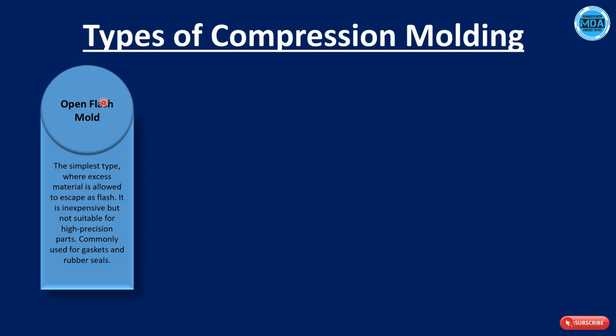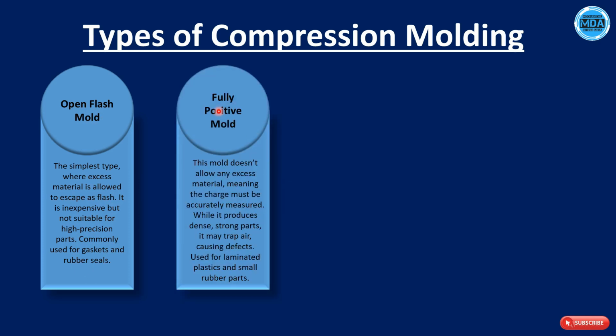Based on the working principle, there are different types, like open flash molds. Here we are allowing some excess material to escape from the mold, which is nothing but the flash. This flash we can generally see on the part as excess material around the parting line. This one is inexpensive, and generally it is not suitable for high precision parts, as we can see some excess material on the mold. This open flash mold is commonly used for gaskets and rubber seals.